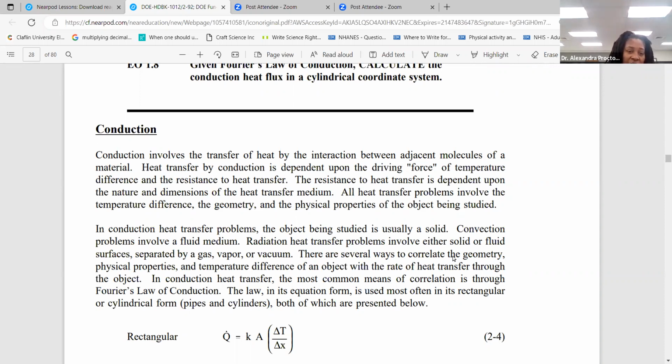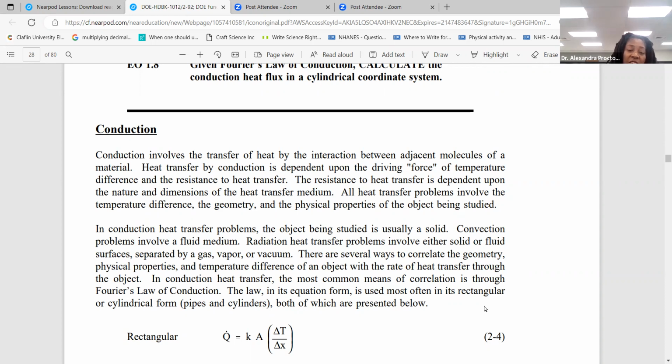In conduction heat transfer problems, the object being studied is usually a solid. Convection problems involve a fluid medium. Radiant heat transfer problems involve either solid or fluid surfaces separated by a gas, vapor, or a vacuum. And there are several ways to correlate the geometry, physical properties, and the temperature difference of an object with the rate of heat transfer through the object.